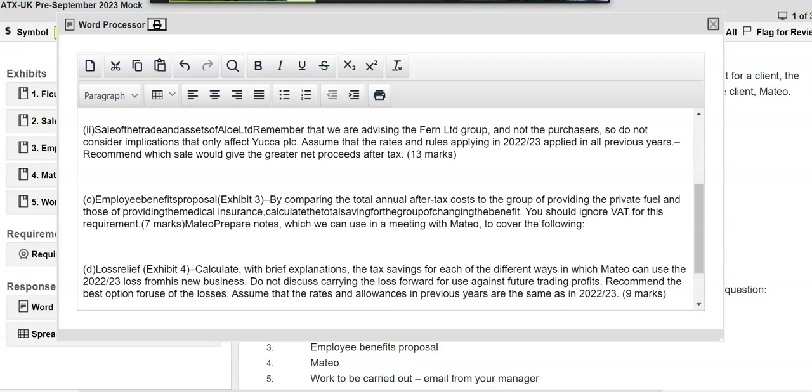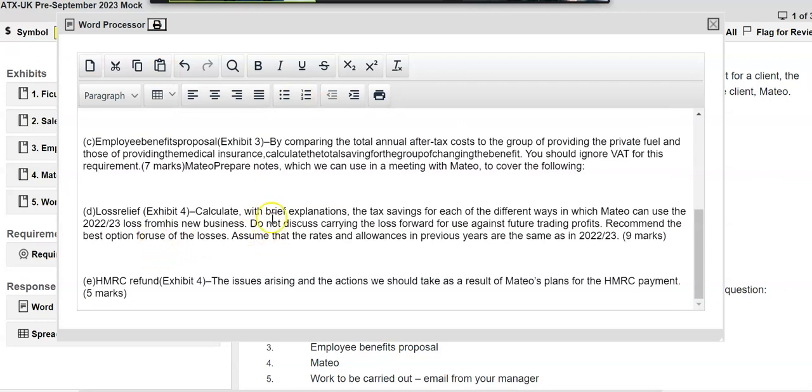Part D says loss relief. So that's something related to loss. Calculate. So that's a calculation, with brief explanation, the tax saving for each of the different ways in which Matthew can use the loss from his new business. So if it's a new business, that's opening loss relief. I guess you wrote it correctly. Do not discuss the carrying of the loss forward. Okay. Recommend the best option for the losses. So we also have to recommend the best.